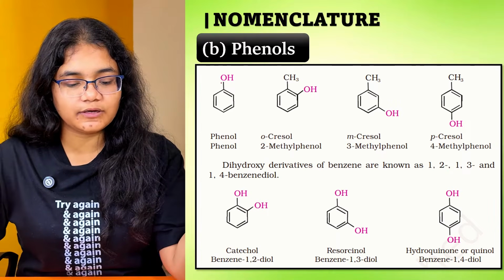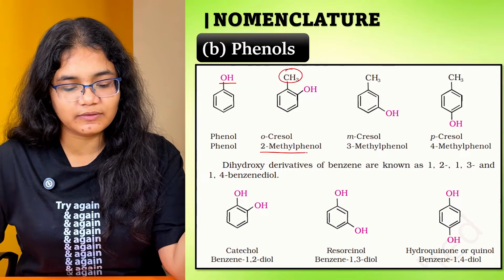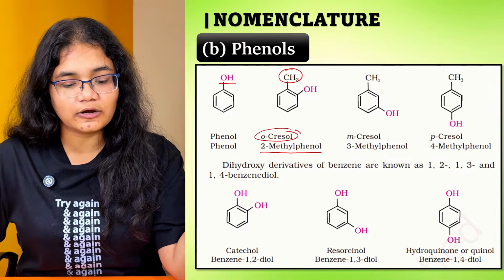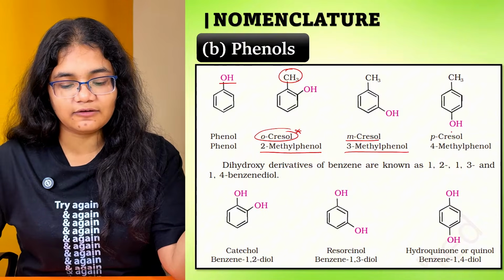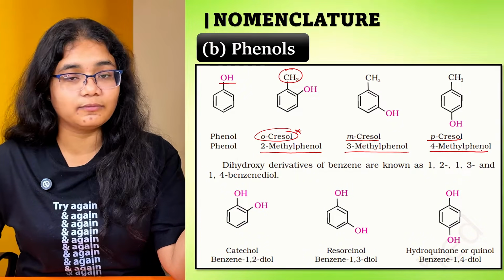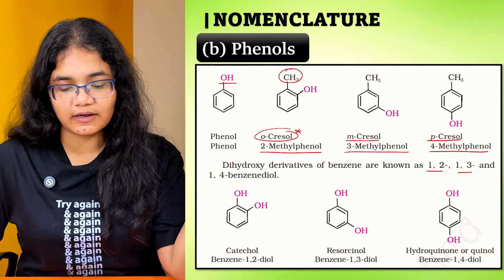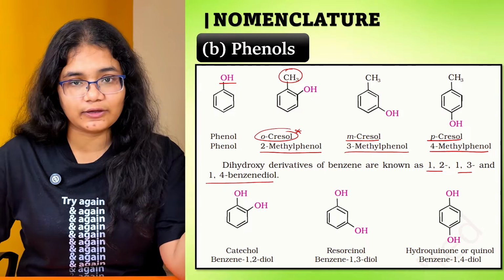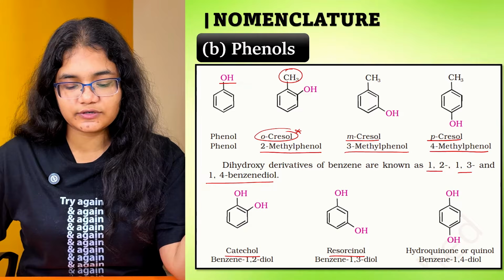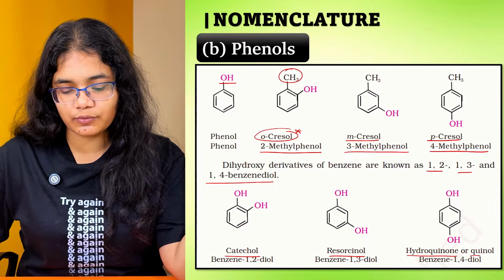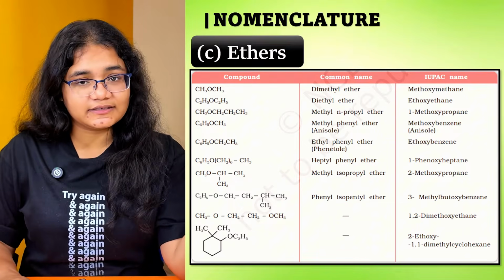Next let's move to phenols and their nomenclature. If you have a simple OH group, then we call it phenol. If you have a CH3 group attached, then we call it 2-methylphenol or orthocresol. Here also the common name is very important. This is metacresol or 3-methylphenol. This is paracresol or 4-methylphenol. Dihydroxy derivatives are 1,2, 1,3 and 1,4-benzene diol. 1,2 is called catechol, 1,3 is called resorcinol, and 1,4 is called hydroquinone or quinol.